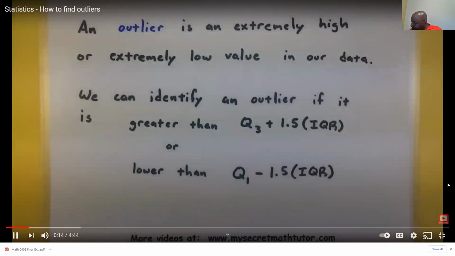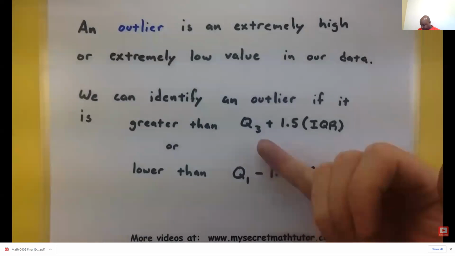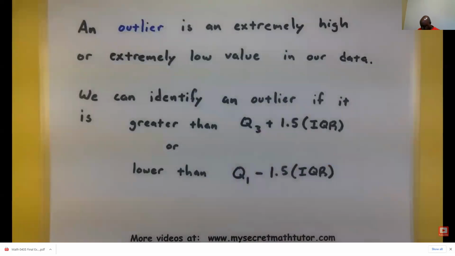Now, in addition to just being something really high or really low, you want to make sure that it satisfies the following criteria. If you want to find an outlier, it must be greater than Q3 plus 1.5 times the interquartile range, or it must be lower than Q1 minus 1.5 times the interquartile range. This is making sure that it really is an extremely high or extremely low value. You can see though that we need to compute a few different things, like Q3 and Q1 and the interquartile range, if we're going to properly identify one of these outliers. So let's look at some data and see how this works.